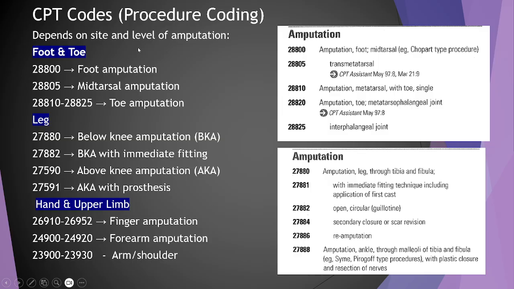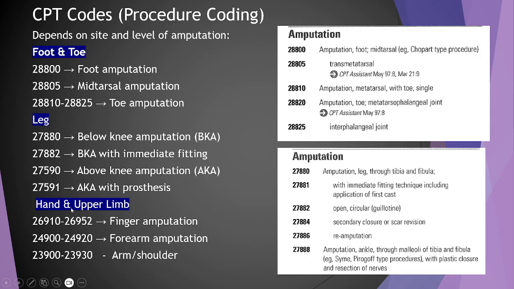So these were the CPT codes, and CPT codes depend on the sites and the level of the amputation. So these are the foot amputations of the metatarsal, and this is also known as the Chopart type of procedure. 28805 for the amputation of the foot, transmetatarsal, and here 28810, amputation of the metatarsal with the toe, single, and 28820, amputation of toe, metatarsophalangeal joint, and here 28825, that is amputation of toe, interphalangeal joint.